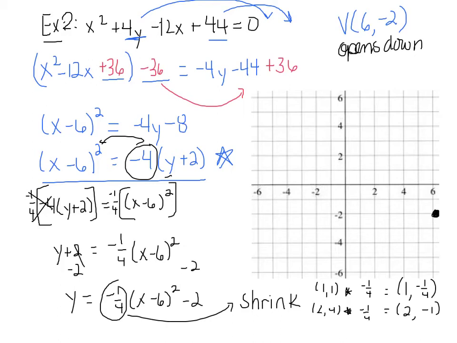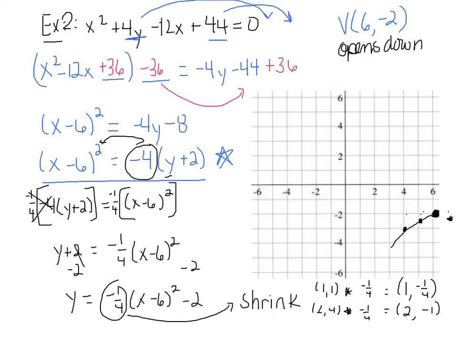So from this vertex, we're going to go over 1 and we're going to go down 1/4. So it's just a little bit. Now remember, you are going to have a symmetrical point on the other side, so it's going to be over here. And then (2, negative 1), we'd have to go over 2. Now I can't because I'd go off the screen. So let me go back 2, and down 1, and there's going to be my second point, and it's going to have a symmetrical point over here, but I can't graph it.